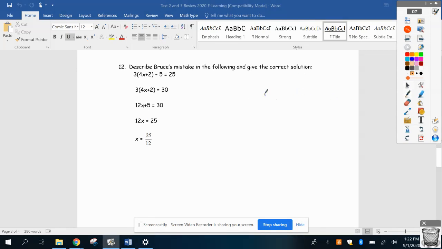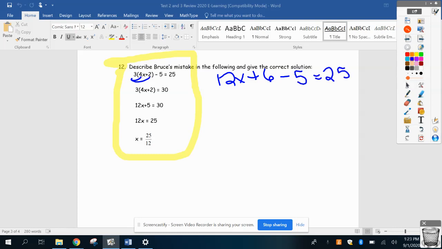Number 12 is asking us to describe Bruce's mistake and then give the correct solution. So what you're going to need to do is look at all of his work over here and decide if it's wrong. I think the easiest way to do that is to solve it yourself and then compare. So if we look at this original problem, the first thing that we would probably do is distribute. Okay, and so that would give me a 12x plus 6 minus 5 equals 25. Okay, and then I would combine like terms. So 6 minus 5 is a positive 1. And then I would subtract 1.